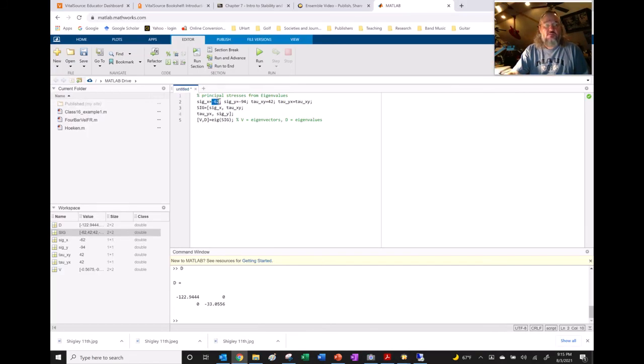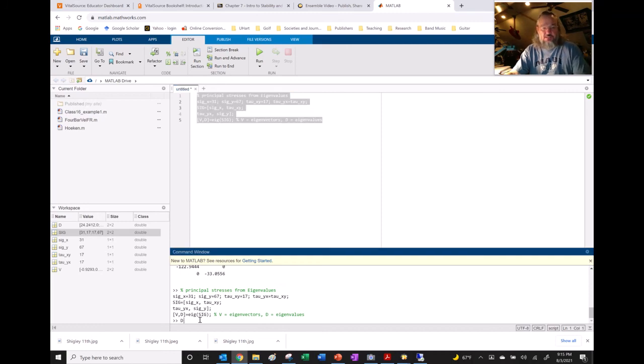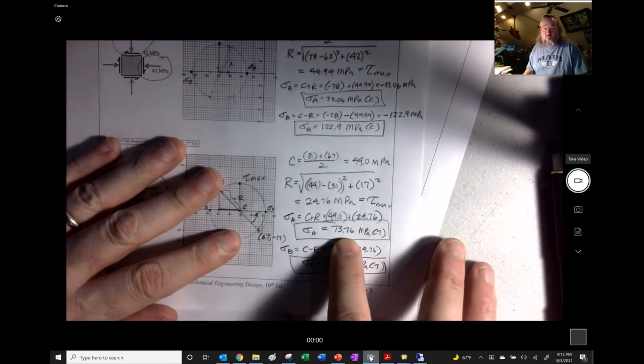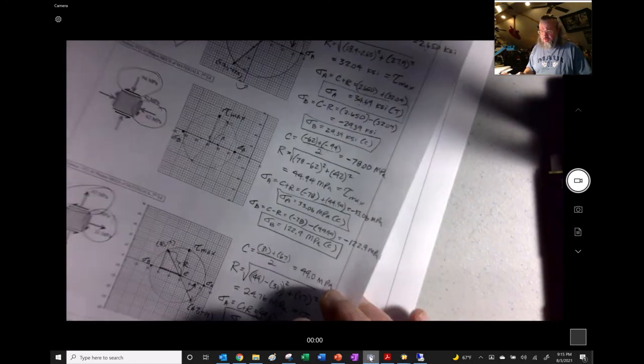So that's positive 31. This is a positive 67. And this is just 17. And it doesn't really matter whether it's positive or negative. And so let's see what we have for D. We get 24.2 and 73.75. There you go. We got the principal stresses by getting the eigenvalues. We could also plug and chug, but this is confirmation.